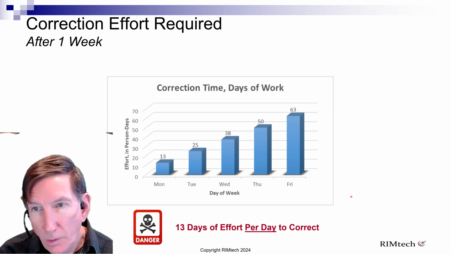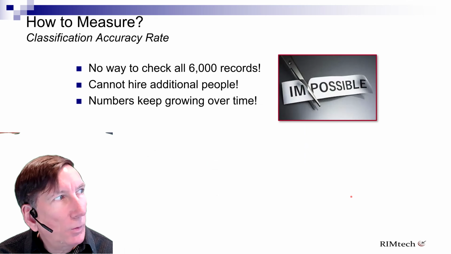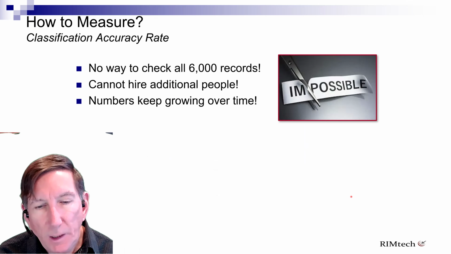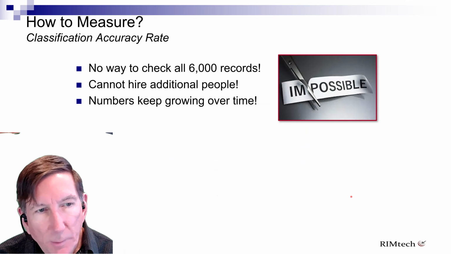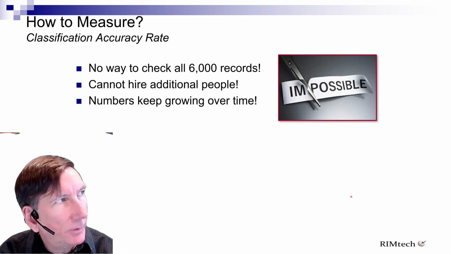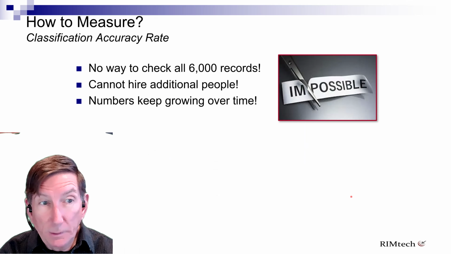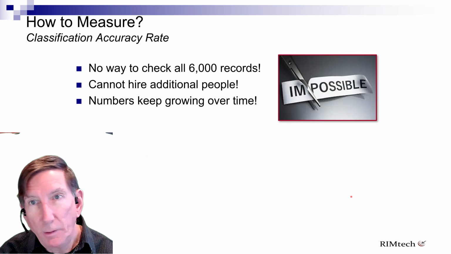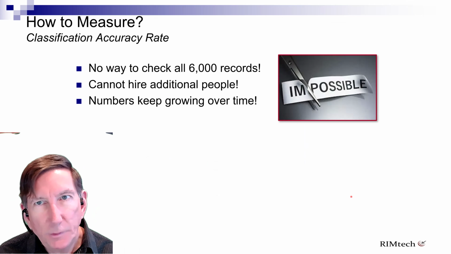This just goes to show how errors build up and up and up. Can you imagine doing nothing for a year? 225 days have gone by. Almost 3 million records have come in. And you decide, I think I might check them to see what the classification accuracy rate is. You realize that's impossible, right? It is impossible. So we're stuck here, but thankfully there's a way out of it.